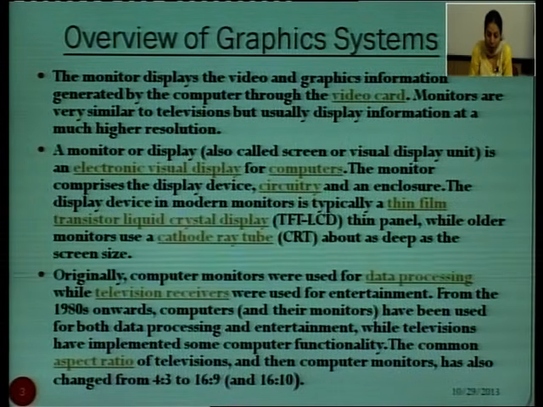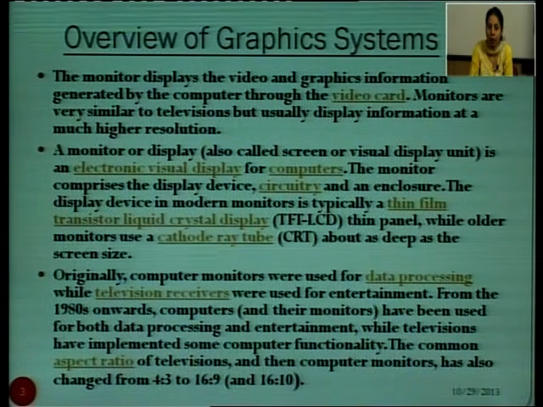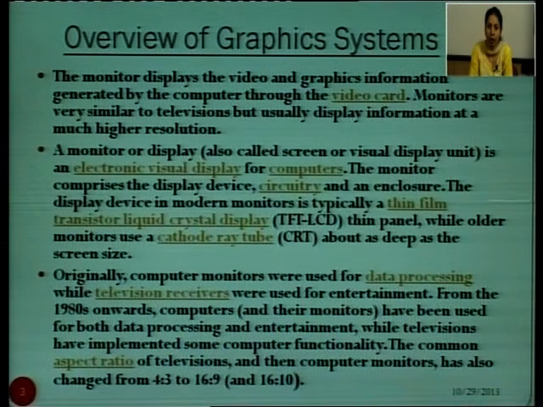First, I would like to give you an overview of the graphics system, in which the monitor displays the video and graphics information generated by the computer through the video card. Monitors are very similar to the television screen, but usually display information at a much higher resolution. Means when we are talking about computer monitors and television screens, both seem to be the same, but the difference lies at the resolution level, and there are many more differences.